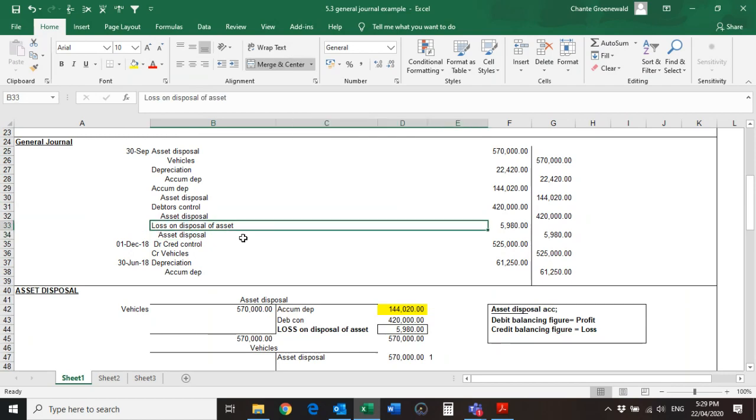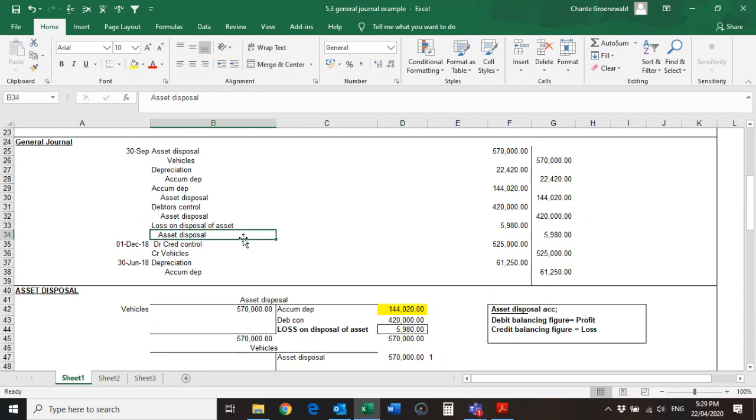The next step then is to account for my loss on disposal of assets. Can you see that this is an expense account? An expense always gets debited, always. It's something you should know by now. So an expense always gets increased on my debit side. Therefore, what I did is I debited the loss on disposal of assets account, and I credited the asset disposal account with the selling price, right?